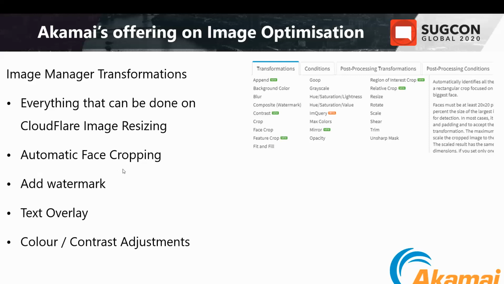You can add watermarks on your images. You can do text overlays on the images, and you can also do color and contrast adjustments. There's just a lot going on. All the time they're pushing out different new ways to do your image transformations, and there are things in beta that are available if you opt into the beta program. Really cool stuff that Akamai has. The Akamai offering is really, really cool.